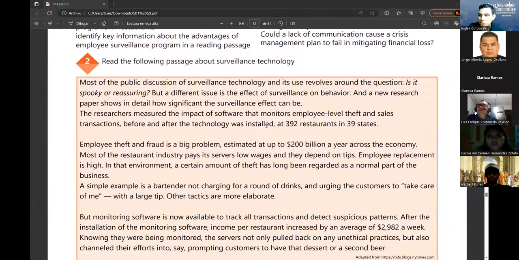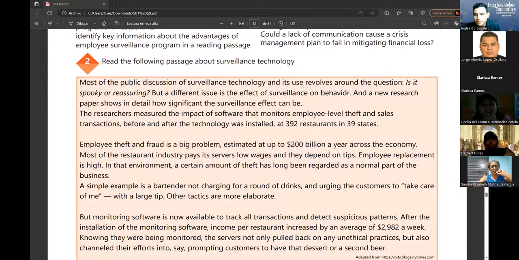Okay, it says most of the public discussion of surveillance technology and its use revolves around questions. Is it spooky or reassuring? But a different issue is the effect of surveillance on behavior. A new research paper shows in detail how significant the surveillance effect can be. The researchers measure the impact of software that monitors employee level tip and sales transactions before and after the technology was installed at 392 restaurants in 39 states.